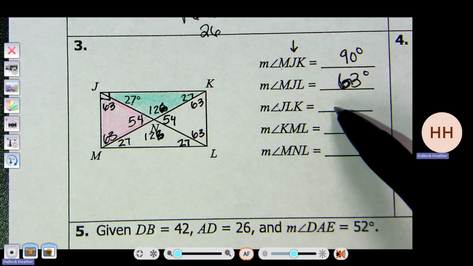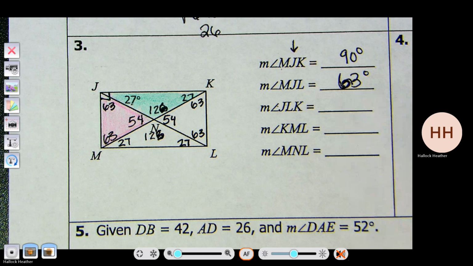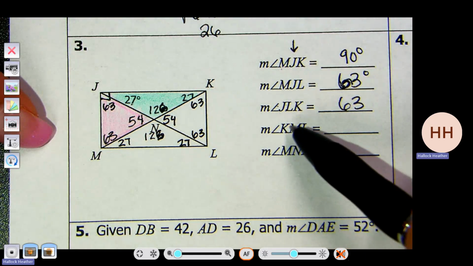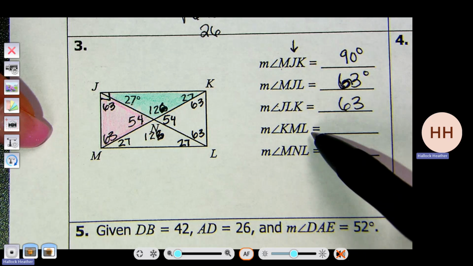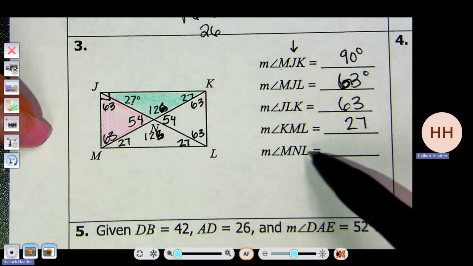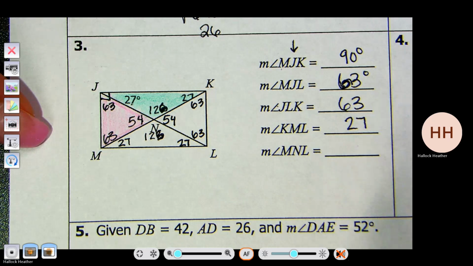So what's JLK? 63. Nice. Okay. What's KML? 27. And then MNL? 126, not 123.